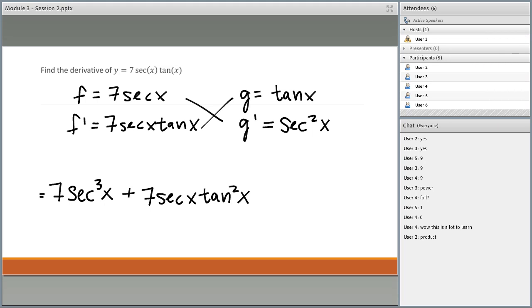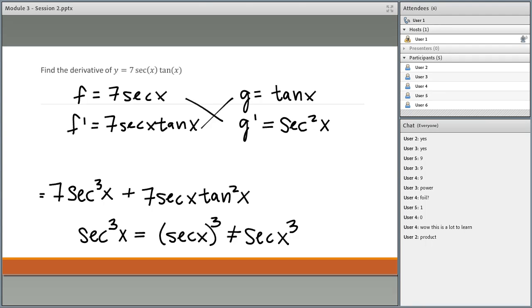One thing I just want to mention really quickly, secant to the third x can also be written as secant x and the whole thing to the third, but you'd need parentheses because that's not the same thing as writing it this way. Writing it this way is saying take x to the third power rather than secant x, the whole thing to the third power. So I just want to make sure that we know that there is a difference between these.